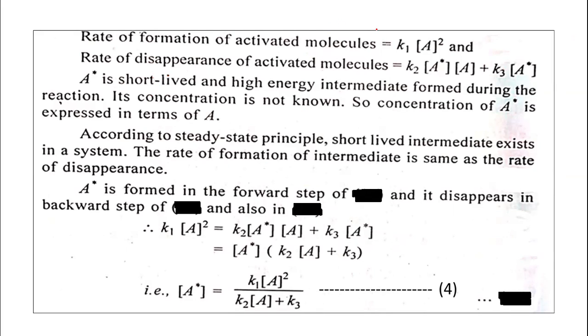It means the rate of formation of activated molecules is directly proportional to the concentration of the reacting molecules, A square. So to remove the proportionality sign, we have to write K1. K1 is the rate constant for the forward reaction, K1 into A square.